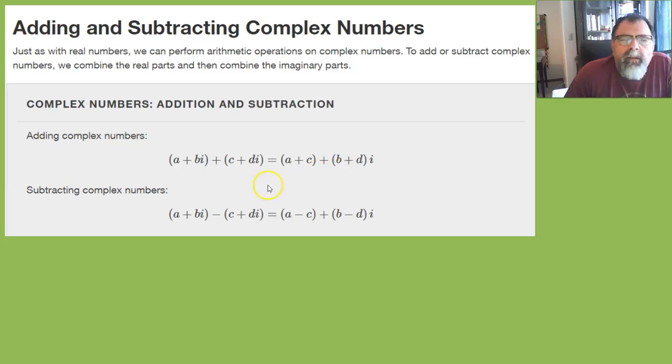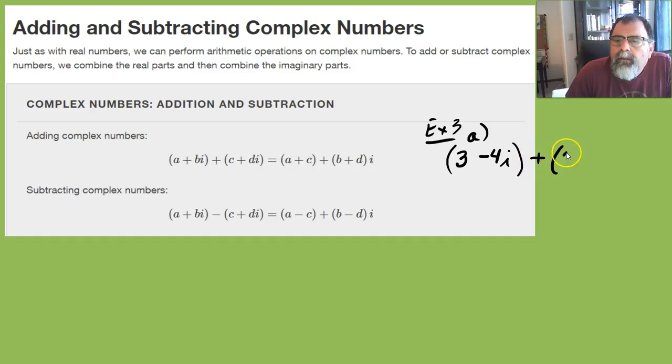A lot of times I'll tell my students to forget for a moment. Alright, let's do an example. Example 3a: they want you to do 3 minus 4i, that's your first complex number, plus 2 plus 5i, that's your second complex number.